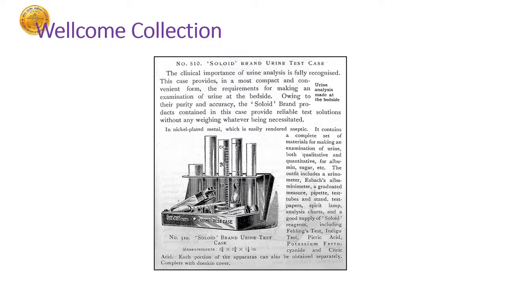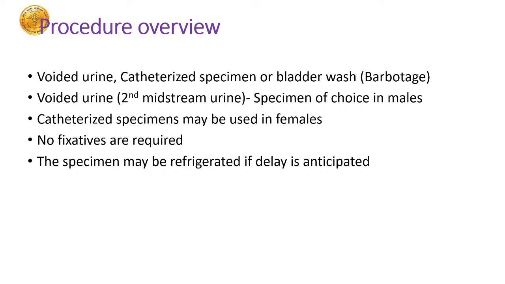So there is a Solomon Bragg urine test case from the Wellcome collection. They have these instruments. We have an Esbach urinometer. We have these urine tubes, different jars to measure the urine's physical and chemical properties. So just to give you an overview of how urine analysis evolved.